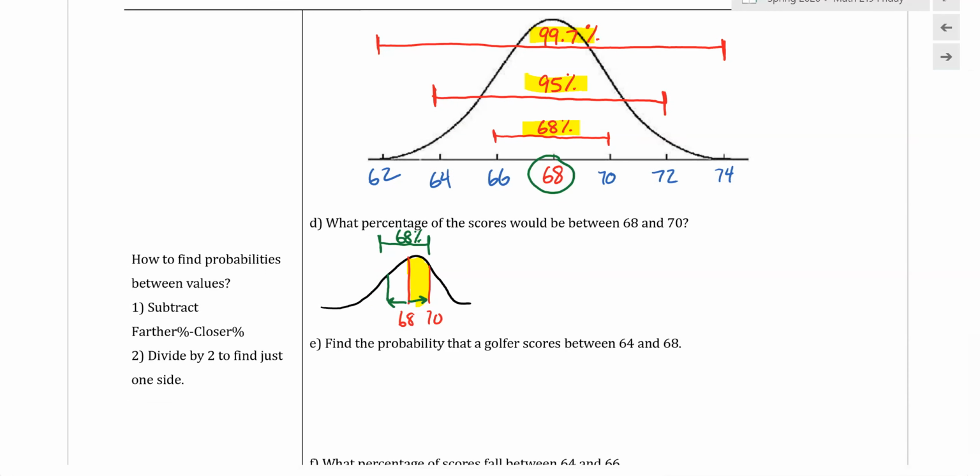So aren't I really just looking for half of that, right? I'm not looking for a standard deviation left and right. I just want 1 standard deviation to the right, because I want only between 68 and 70. So I would just take this figure, I know 68% is a standard deviation left and right, and cut it in half. And so what I would get is 34% of the scores are between 68 and 70.